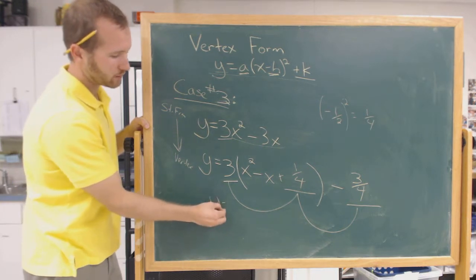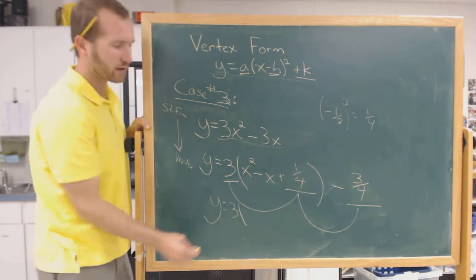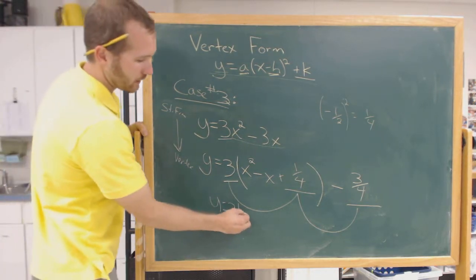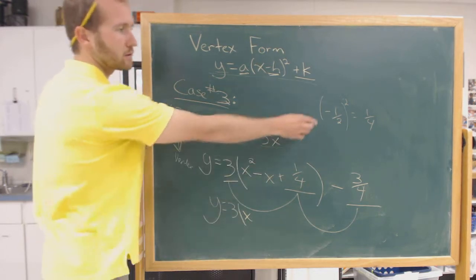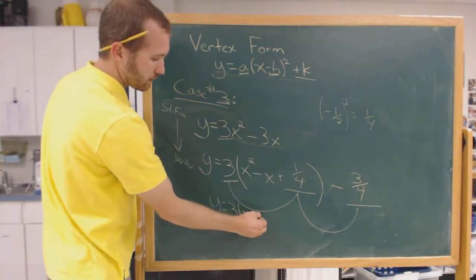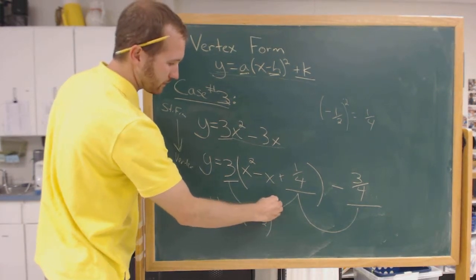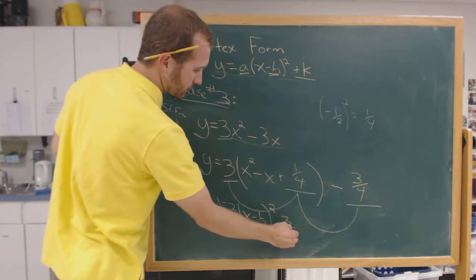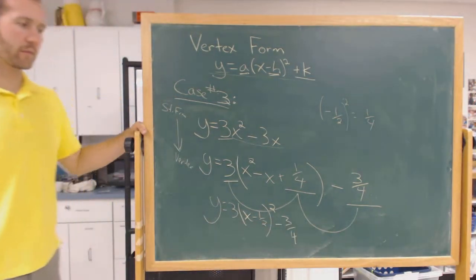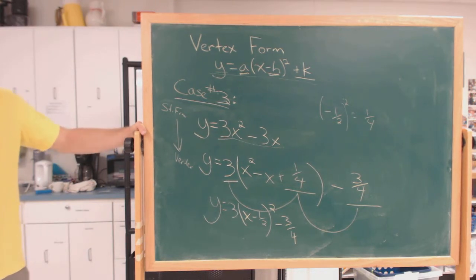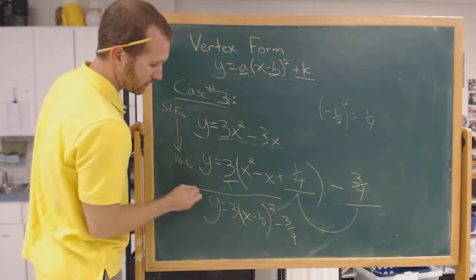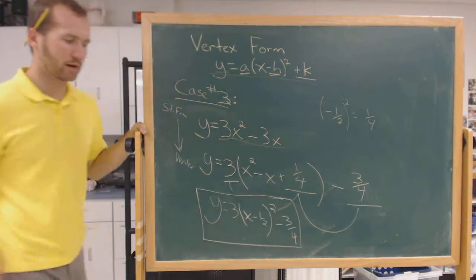So now I have y equals, I'm going to leave my 3 here. Now I'm going to create my perfect square, which was x minus 1/2, squared, and then minus 3/4. Okay. So now my k is actually negative in this case. And that can totally happen. So here is my answer with an A.